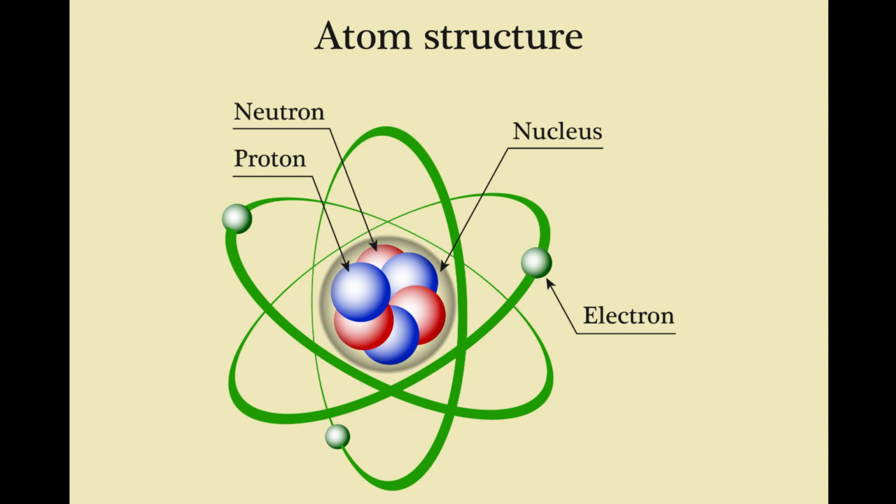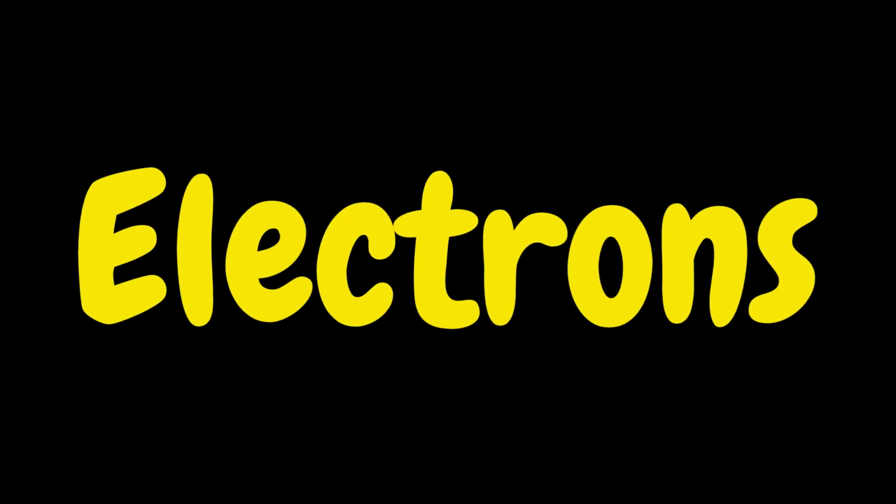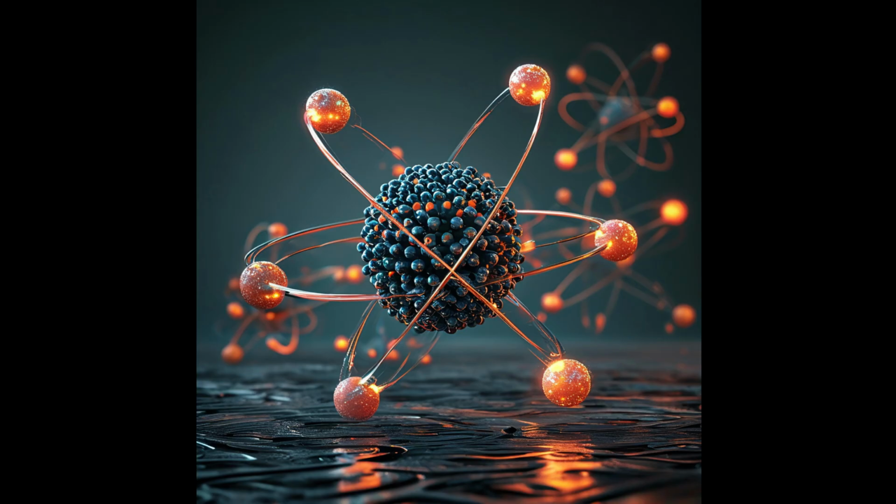Atoms are composed of three primary subatomic particles: protons, neutrons, and electrons. Protons and neutrons reside together in the dense, central region of the atom known as the nucleus. This compact nucleus contains more than 99.9% of the atom's total mass.